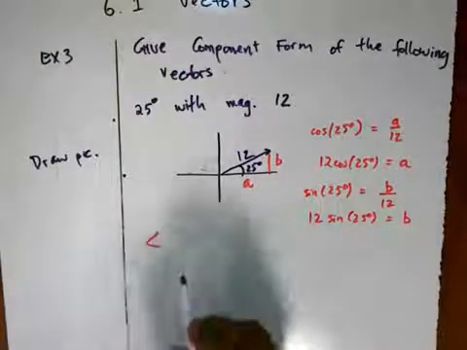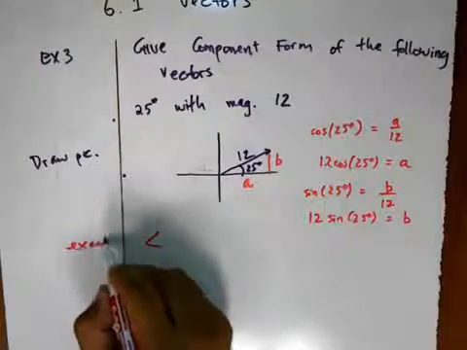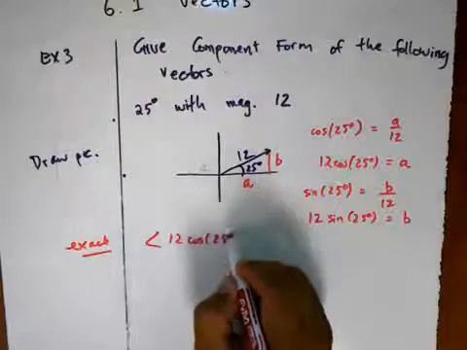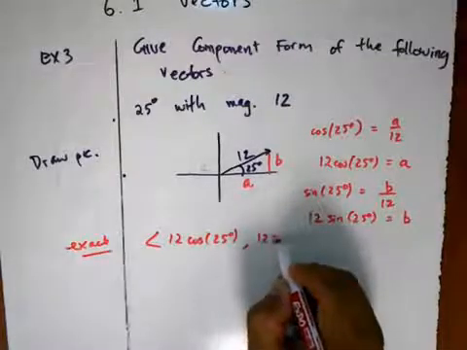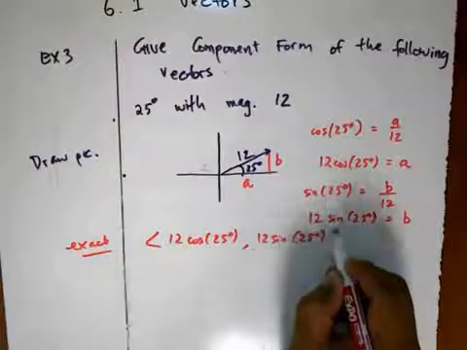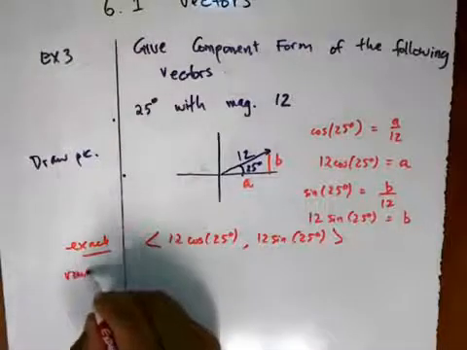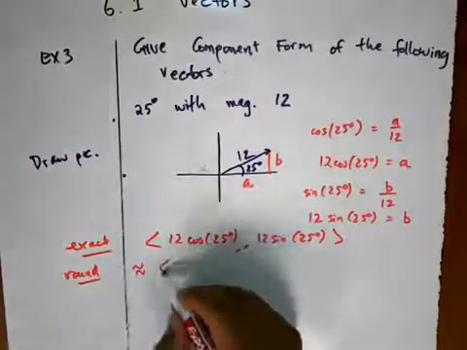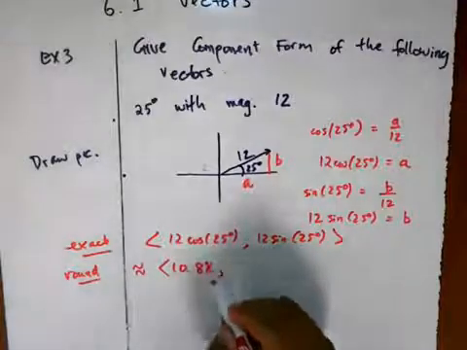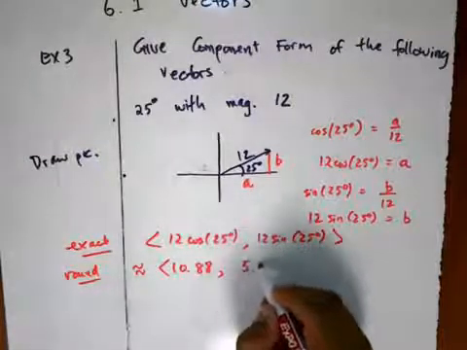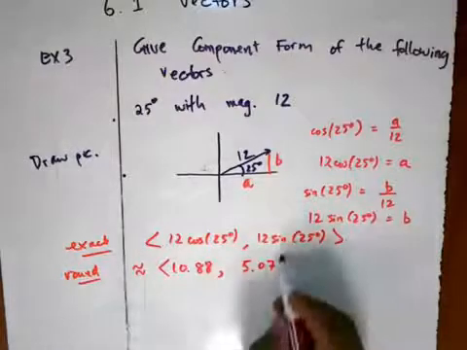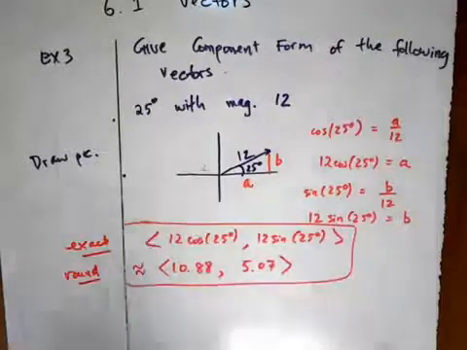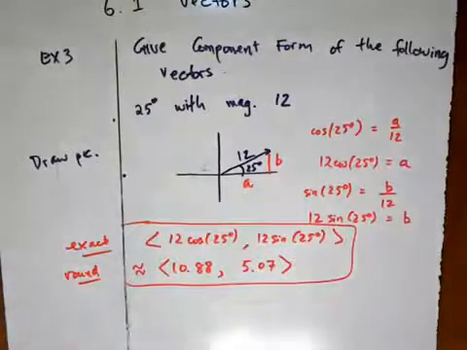And if I need an exact answer, the best I can do is say 12 cosine of 25, 12 sine of 25 degrees. If I needed to round, I just evaluate it, and this is approximately 10.88, 5.07. And both of these answers here are fine. It depends on what the situation is, what it is you're expected to do.